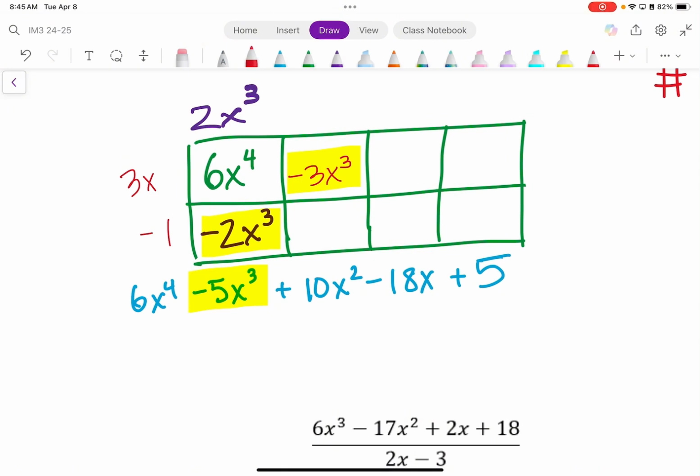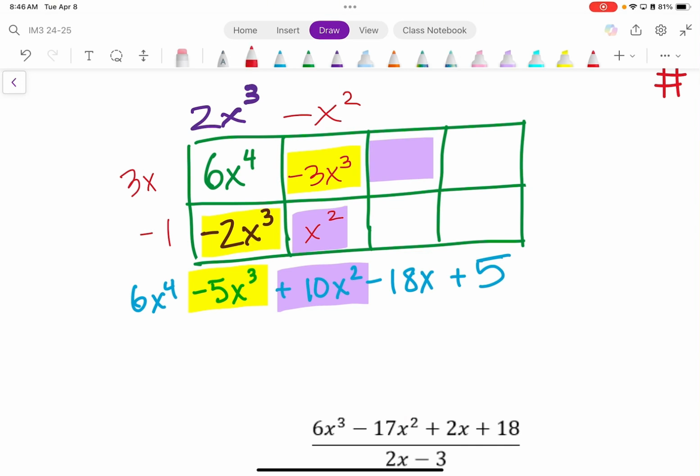And then we start repeating the process again, right? Now you got to figure out 3x times what gets me negative 3x to the third. So think about what multiplication, what product here. Negative x to the second, very good. We multiply negative x to the second and negative 1, and we get positive x squared. And now we have to add positive x squared and some other number to get positive 10x squared.